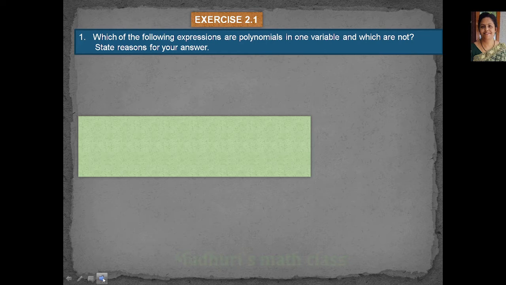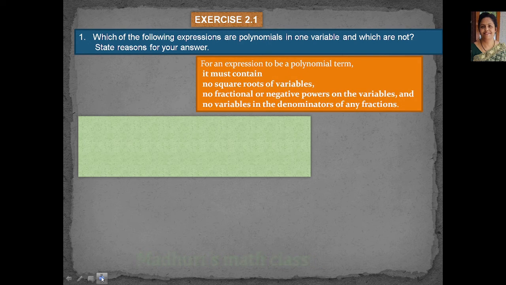Which of the following expressions are polynomials in one variable and which are not? State the reason for your answer. For an expression to be a polynomial term, so just remember, it must contain no square roots of the variable, no fractional or negative powers on the variables, and no variables in the denominators of any fraction. The first one, 4x squared minus 3x plus 7.